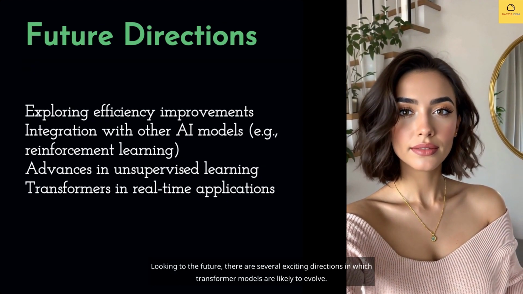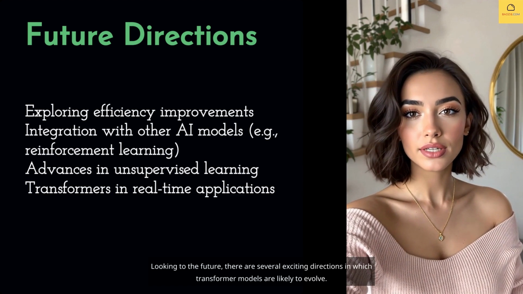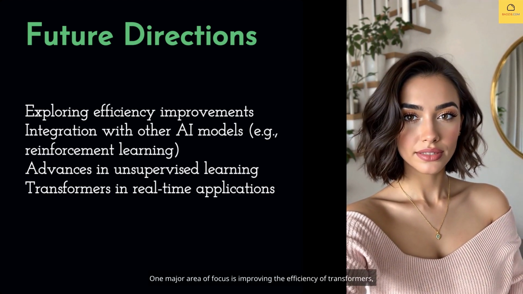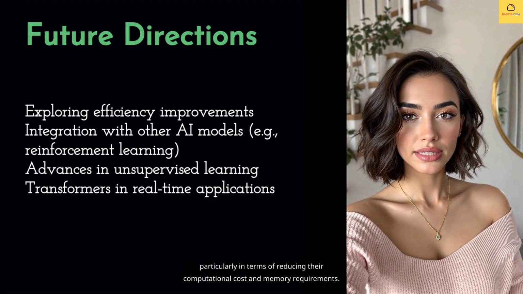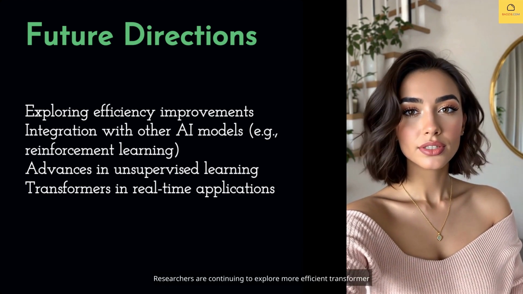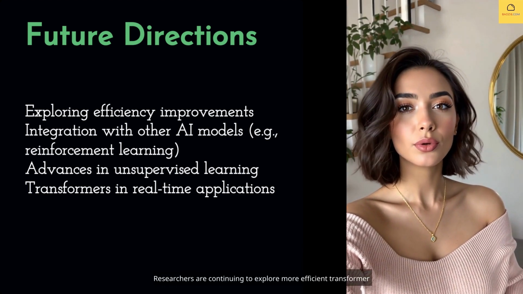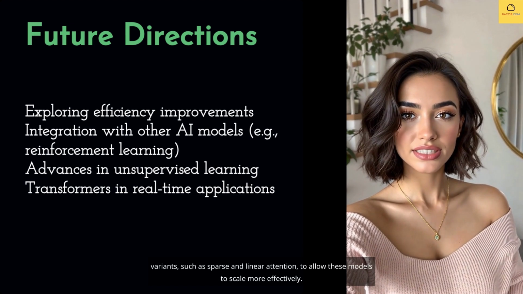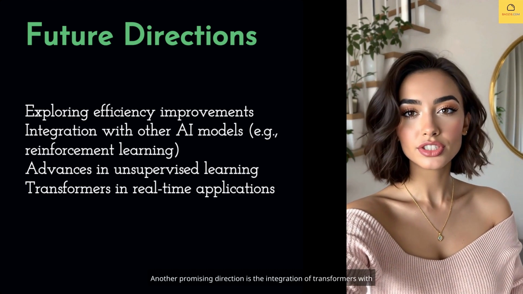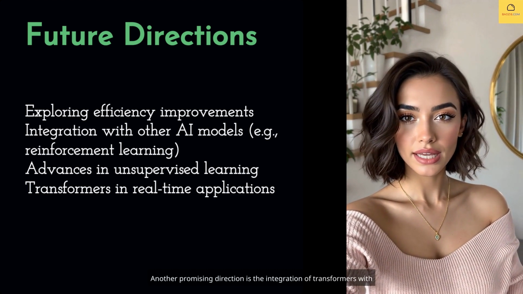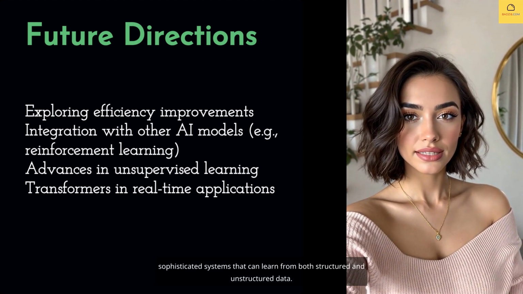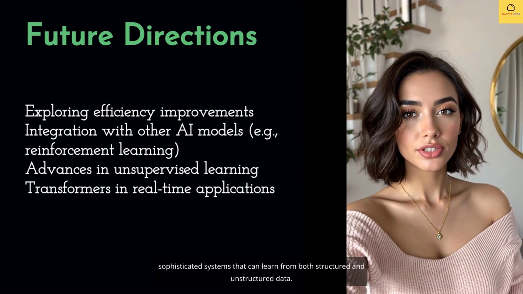Looking to the future, there are several exciting directions in which transformer models are likely to evolve. One major area of focus is improving the efficiency of transformers, particularly in terms of reducing their computational cost and memory requirements. Researchers are continuing to explore more efficient transformer variants, such as sparse and linear attention, to allow these models to scale more effectively. Another promising direction is the integration of transformers with other AI models, such as reinforcement learning, to create more sophisticated systems that can learn from both structured and unstructured data.